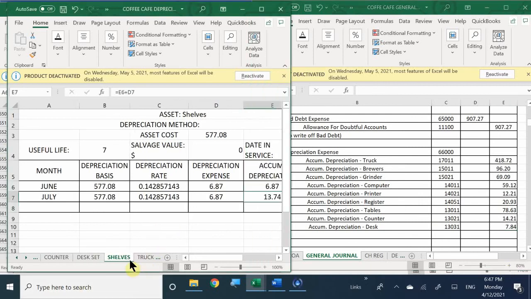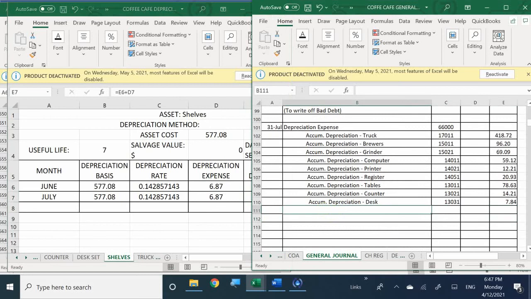Last but not least of my furniture, we have shelves. Okay, shelves we calculated, right? Accumulated depreciation of the shelves, okay, which is account number 13041, which is for the amount of $6.87. Okay.